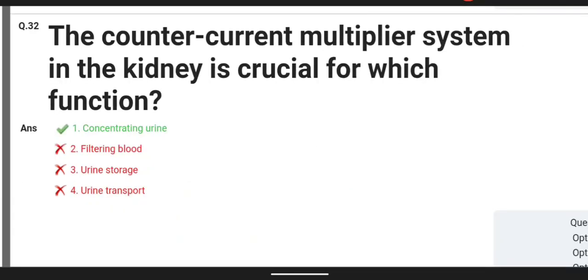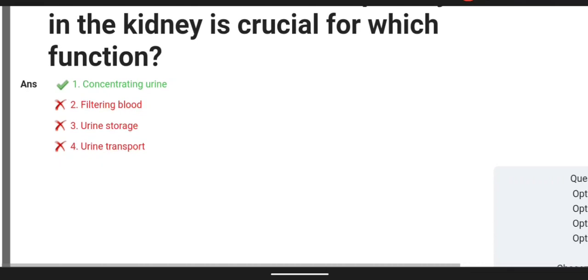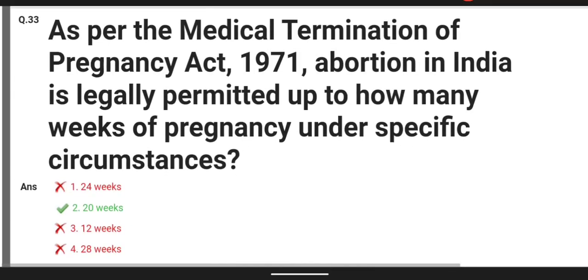The counter current multiplier system in the kidney is crucial for which function? Concentrating urine. As per the Medical Termination of Pregnancy Act 1971, abortion in India is legally permitted up to how many weeks of pregnancy under specific circumstances?